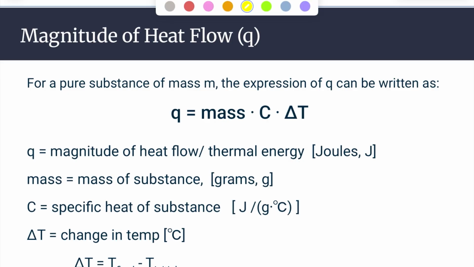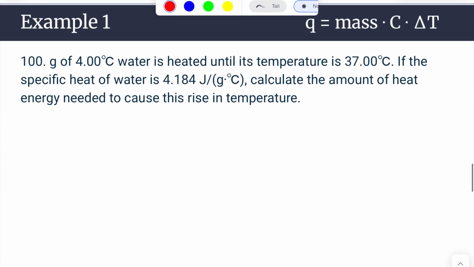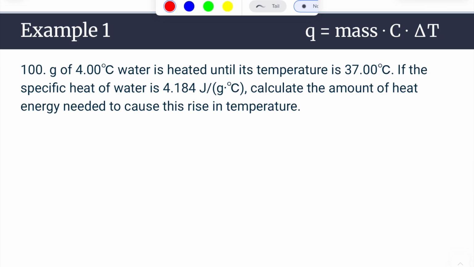Notice it's important that we have degrees Celsius, grams, and joules because those are what make up that specific heat constant unit. So that's why we have to make sure we have those correct units. And if we need to find a change in temperature, it is just final temperature minus initial temperature. And so this is on your formula sheet as well. And so we can calculate that magnitude of heat flow using information provided and that formula.